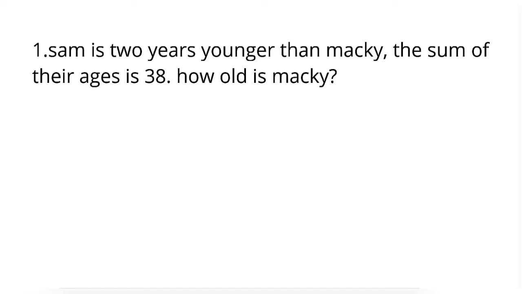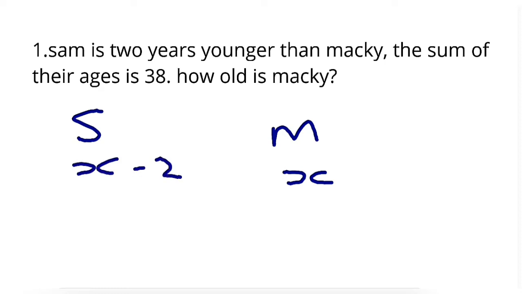And because Sam is being compared to Maki, we shall start with Sam. We are going to let S represent Sam, and then M will represent Maki. And then if Maki is X years old, then Sam is 2 years younger. So we remove 2 years from Maki's age. That will be X minus 2.